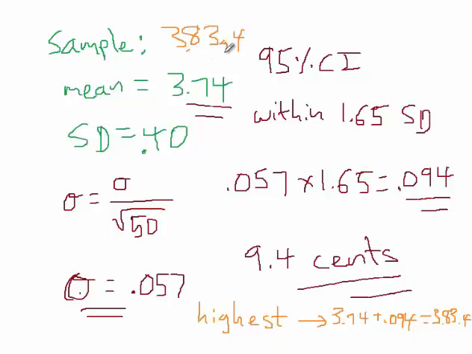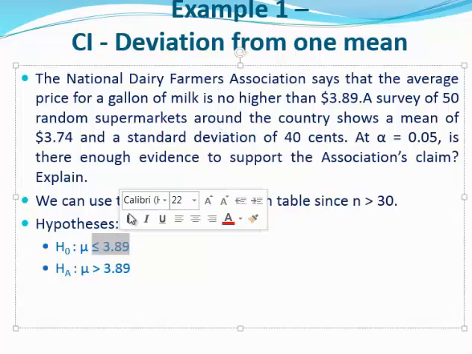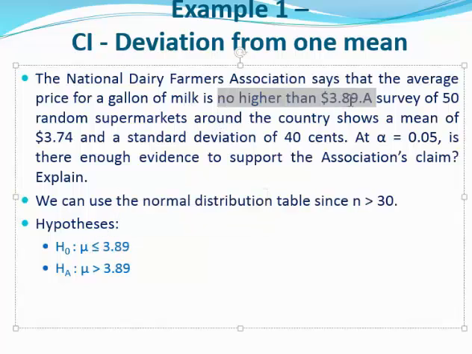$383.4, which is the same thing as saying $3.83 and 0.4 of a cent. Now, if we go back to our problem, what was the assertion? What was the null hypothesis? The null hypothesis is that it was less than or equal to $3.89. And that was the assertion, that it was no higher than $3.89.